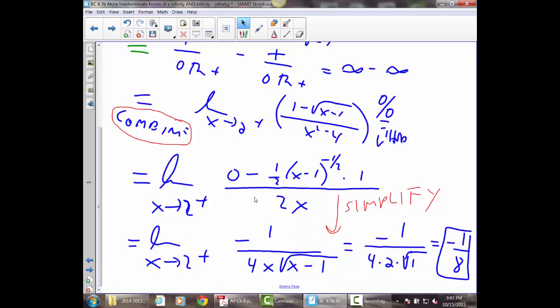So, simplifying all that, the 0's gone, the 1/2 over 2 becomes 1/4. The x minus 1 to the negative a half becomes over the square root of x minus 1. Now I will plug in 2 for x. I plug in 2 for x here. 2 minus 1 is 1, and I end up with an answer of negative 1/8.